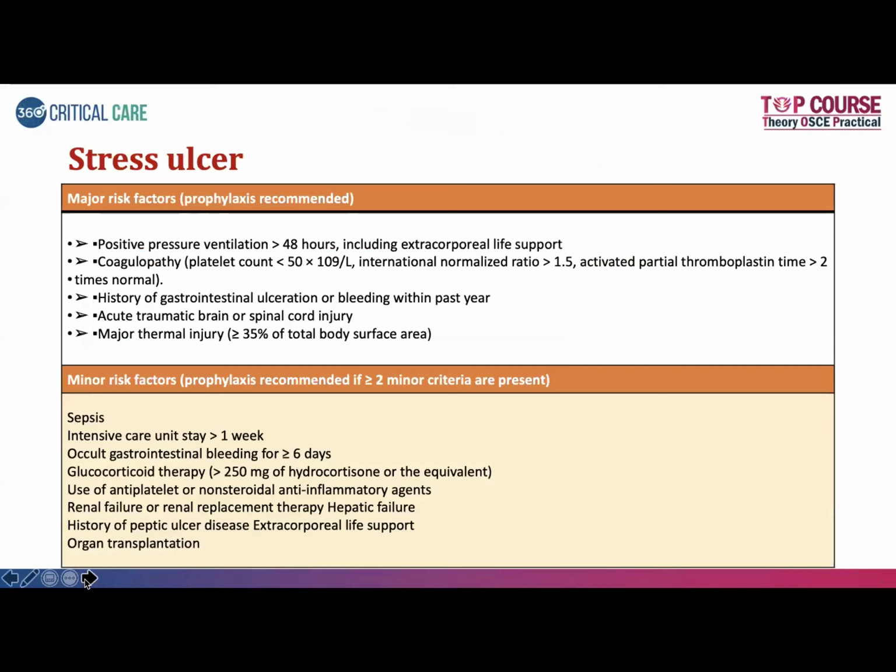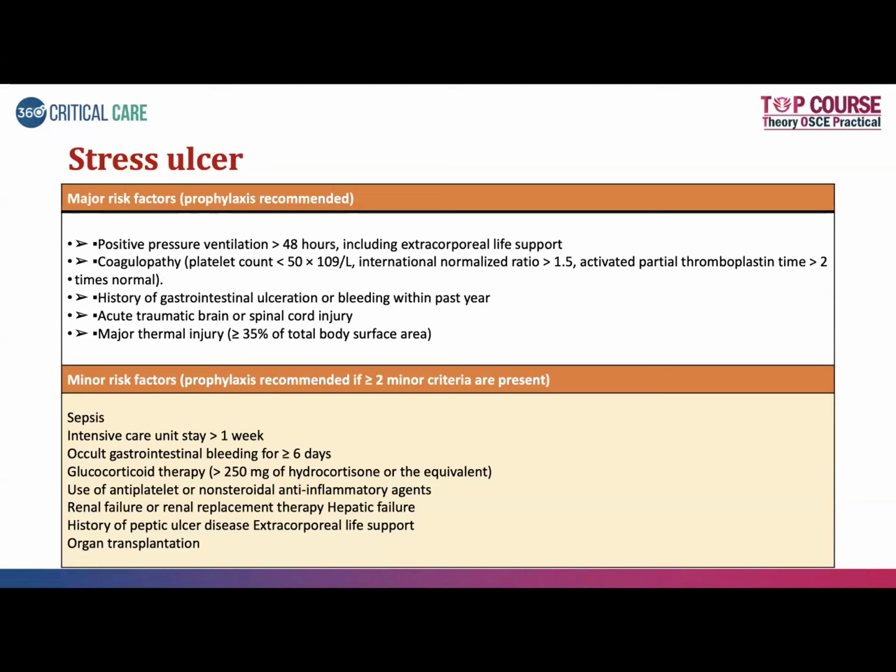Who are the patients who need stress ulcer prophylaxis? They categorize into major and minor risk factors. So any patient who is on mechanical ventilation more than 48 hours, including extracorporeal life support. So not all patients on positive pressure ventilation more than 48 hours need it, if you have already started the patient on enteral feed, okay? So positive pressure ventilation more than 48 hours without any enteral feeding or any extracorporeal life support like dialysis or ECMO. So that, and coagulopathy, platelet count less than 50,000, INR more than 1.5, APTT more than 2 times normal. A history of gastrointestinal ulceration or bleeding in the past year. History of any traumatic brain injury or spinal cord injury, burns. So these are the major risk factors, and burns more than 35% of the body surface area.